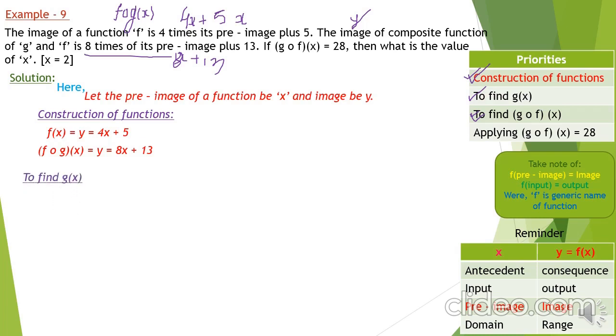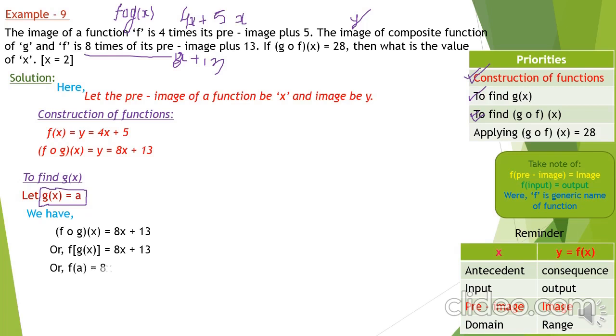To find g, we have done this type of question where we have found the missing function g(x) already. At that time also we supposed g(x) to be a. This time also we suppose g(x) to be a. Now we have f o g(x) equal to 8x plus 13. Now g is the function which takes the input first. So for whatever input, its output is a. It is defined as a constant function.